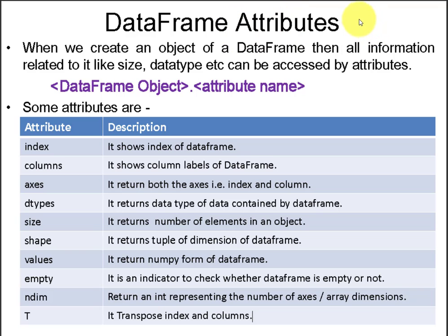It has many attributes. With these attributes, we can access data frame values in different manners. So first, understand the definition of an attribute. What is an attribute? When we create an object of a data frame, then all information related to it, like size, data type, etc., can be accessed by attribute.